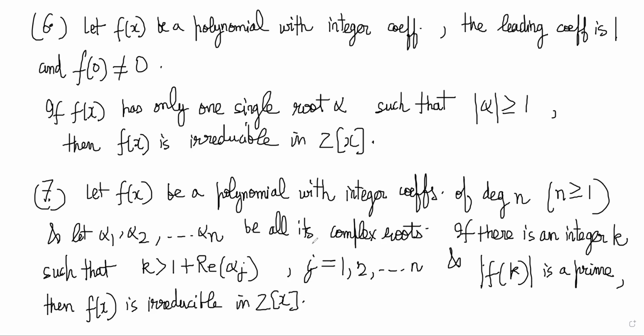Again, slightly complicated criteria here. f of x is a polynomial with integer coefficients. Alpha 1 to alpha n are all its complex roots. If there is an integer k such that k is larger than 1 plus the real part of each root, and mod of f of k is a prime, then f of x is irreducible.